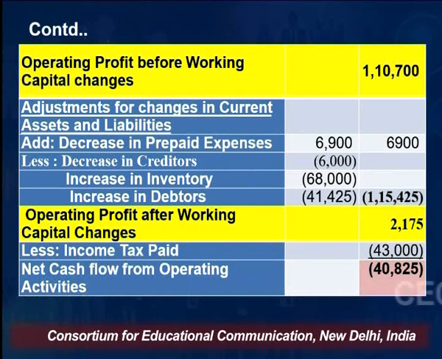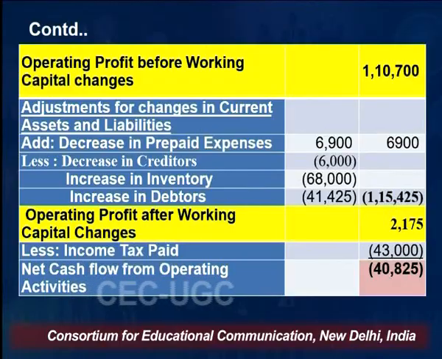So after taking up all items or amounts which are to be subtracted and then to be added, we found that rupees 6,900 are to be added to this profit and rupees 1,15,425 is to be subtracted, and eventually this results in the operating profit after working capital changes with an amount of rupees 2,175. So this is my operating profit after working capital changes.